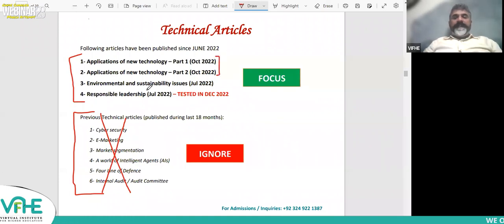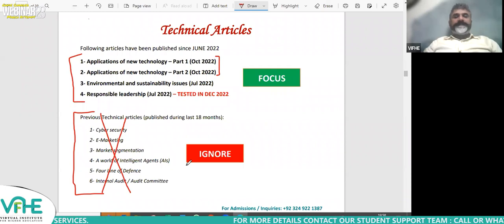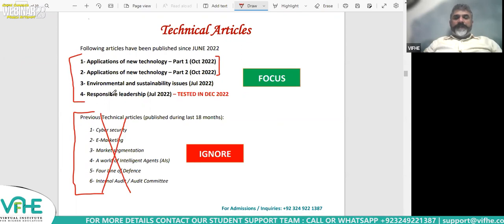Then there was environmental and sustainability issues and responsible leadership. Some of the students were telling me that responsible leadership was recently tested. Am I right? Responsible leadership was tested in December. So if it's tested, then it's no more required. Okay, then you can ignore it.